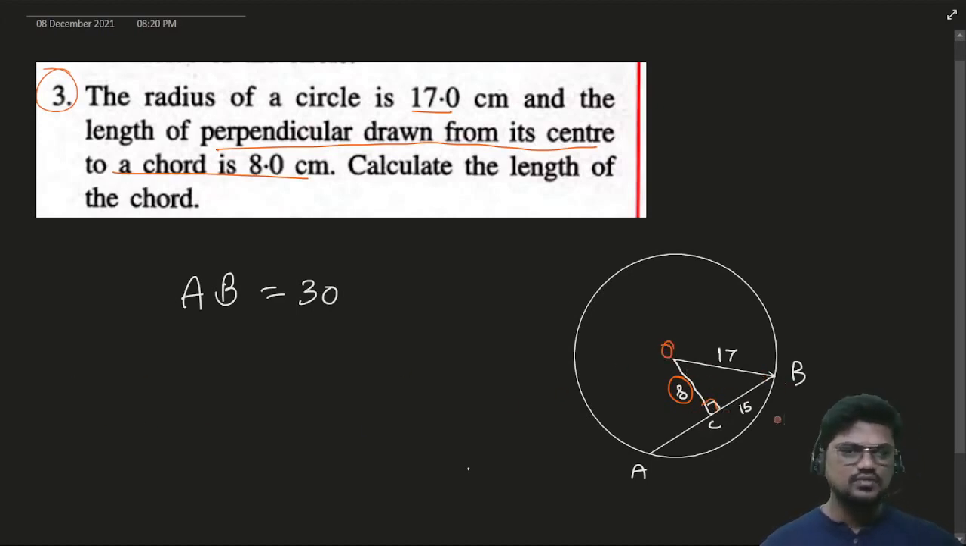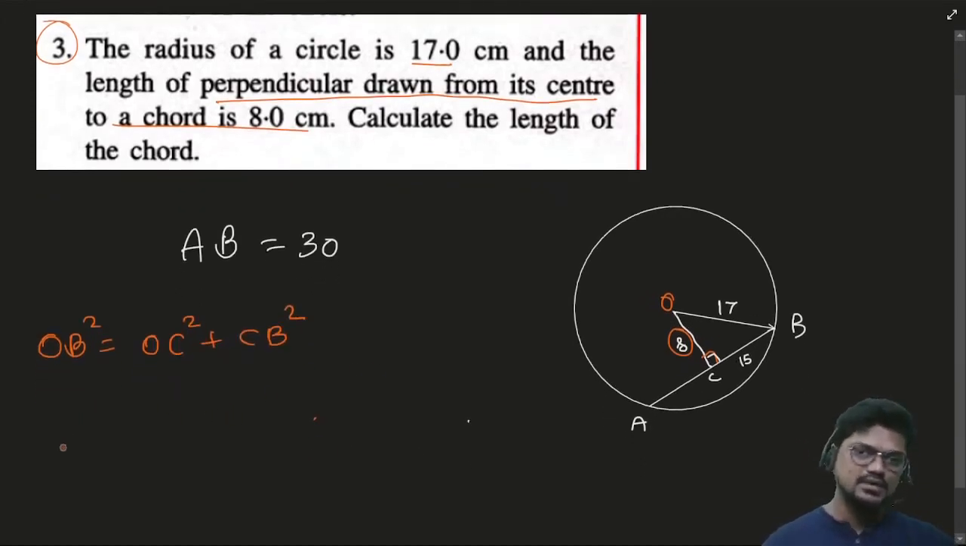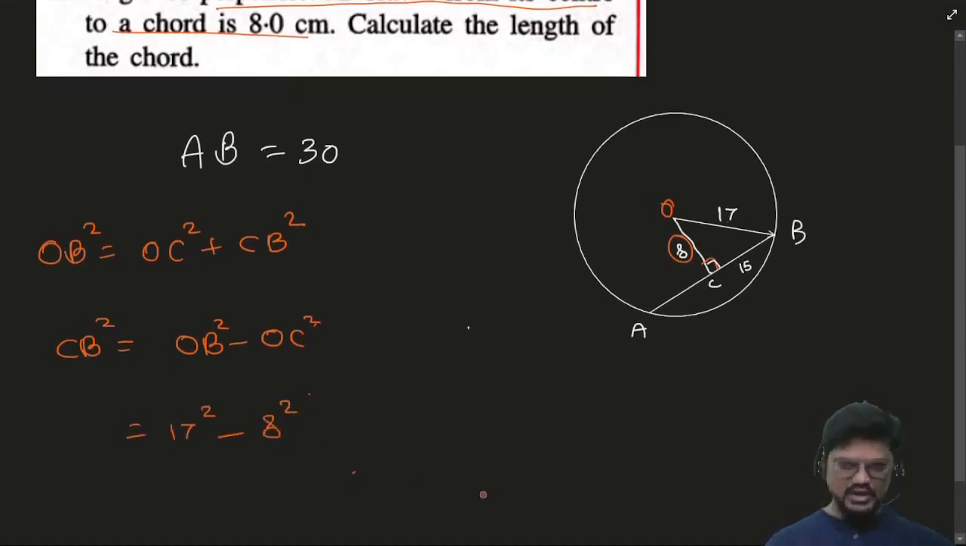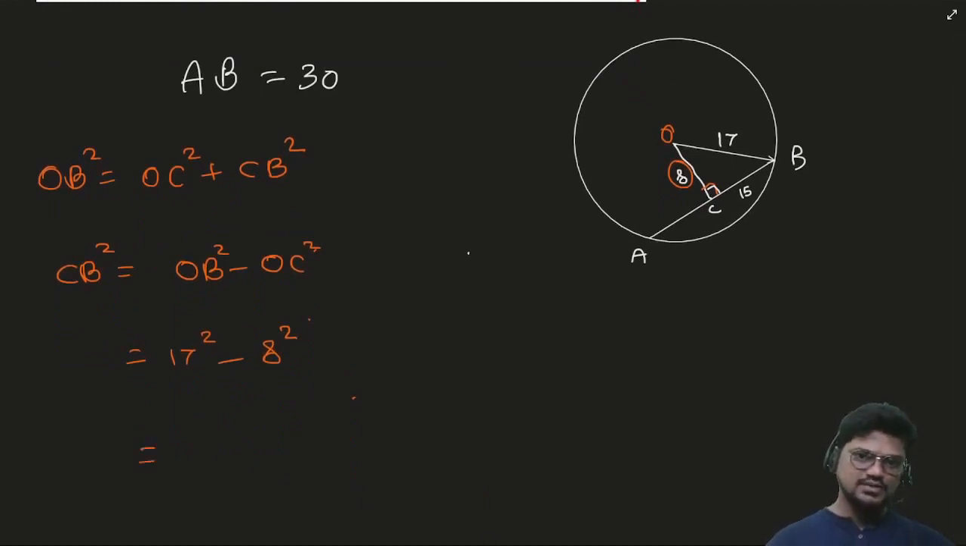See, if you use Pythagoras, what do you know? That is OB square equals OC square plus CB square. You need to find CB. CB square will be equal to OB square minus OC square. OB is 17 square, minus 8 square. What is the value of 17 square? 289.